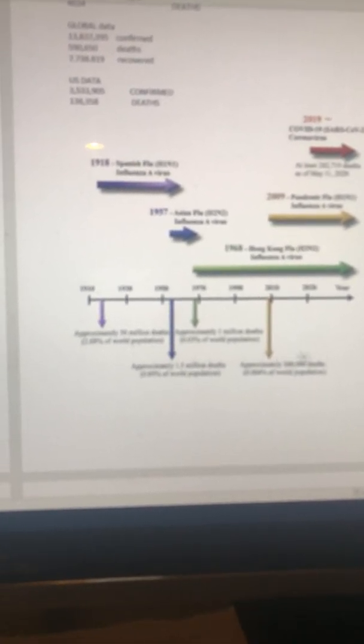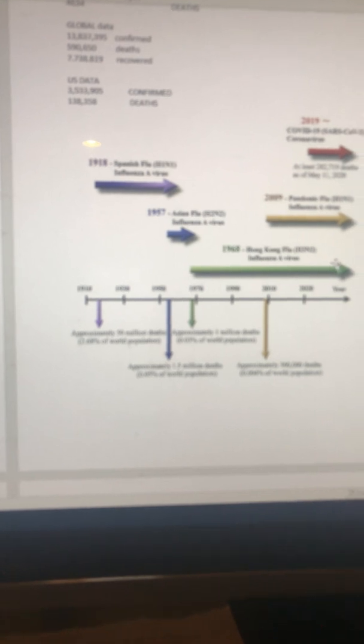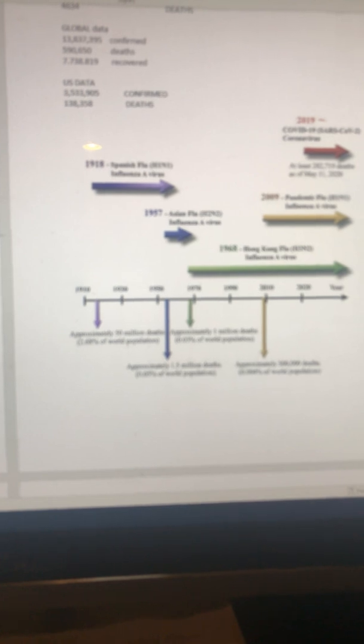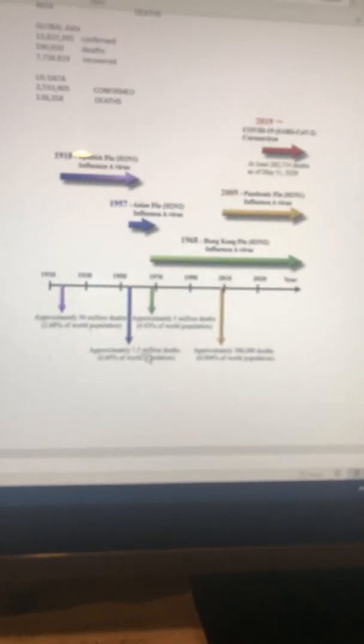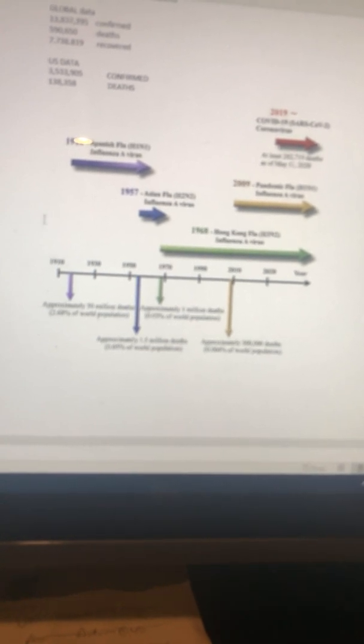The most recent influenza virus is the Covid-19, which is called coronavirus. And as at May 11, 2020, 282,719 deaths have been discovered. It is approximately 1.5 billion deaths due to the Asian flu, which evolved in 1957. The Hong Kong flu killed about 300,000 people. The first 1918 Spanish flu killed about 50 million people all over the world.